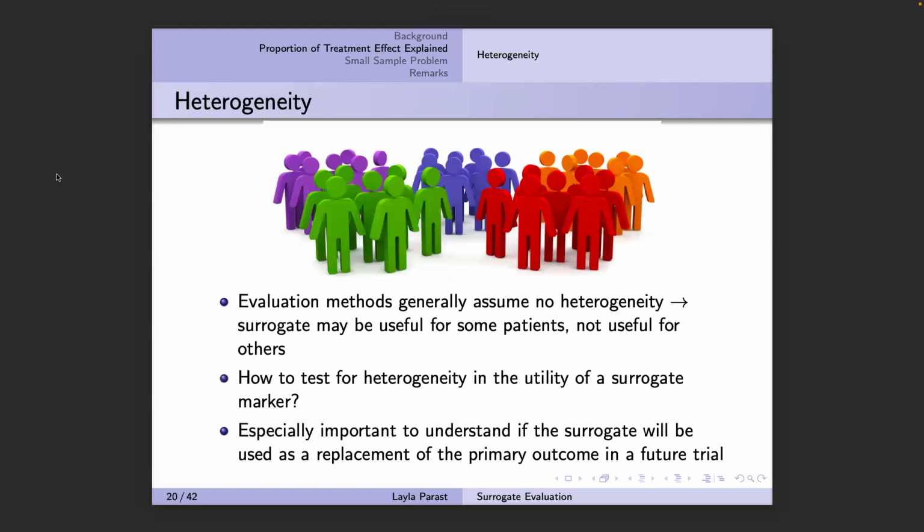Okay. Questions before I move on to heterogeneity?